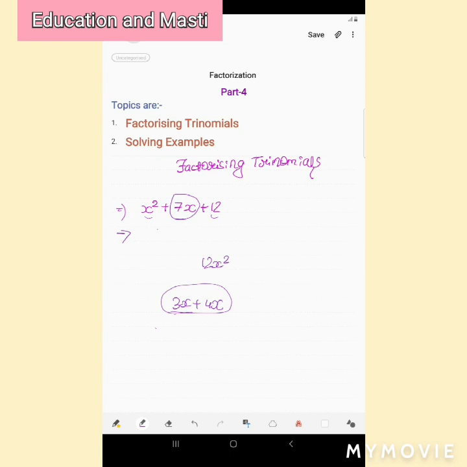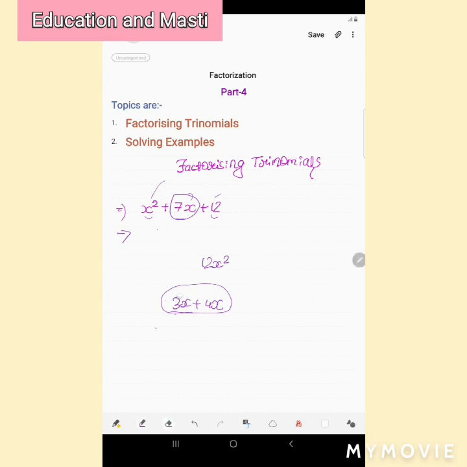Did you understand what I am telling? If we add these numbers, we get 7x. And when we multiply these numbers, we get 12x square, which is what we need. So what we have to take care of is that the middle number has to be broken down into two more numbers. When we add them, we get the same number, 7x. And when we multiply them, we get the product of the first and last number. You can rewind this part and you will understand it easily.